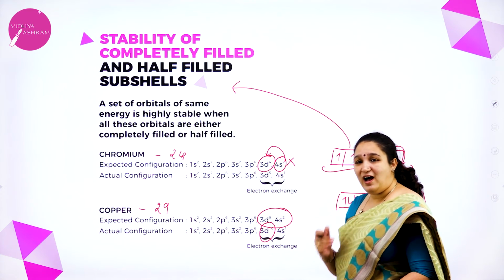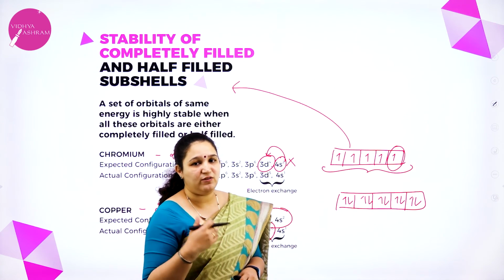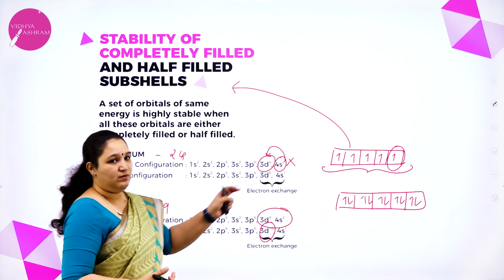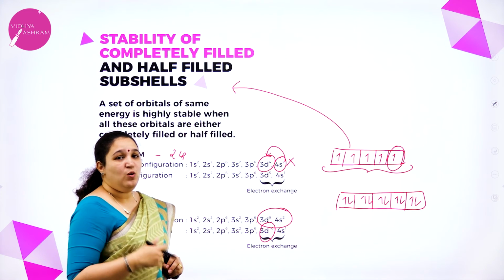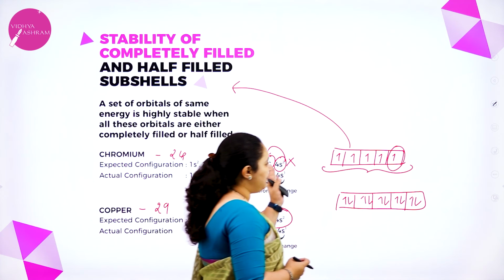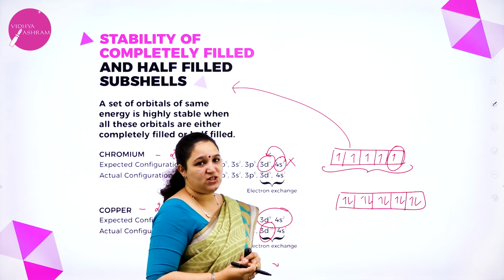Okay, so half filled or completely filled orbitals give an extra stability for that atom. Hence, it is possible in this way. Why it gets extra stability? It is because these orbitals become symmetrical and they have something called as exchange energy.